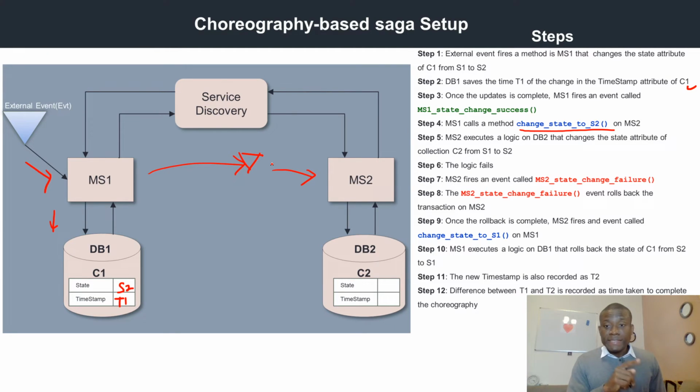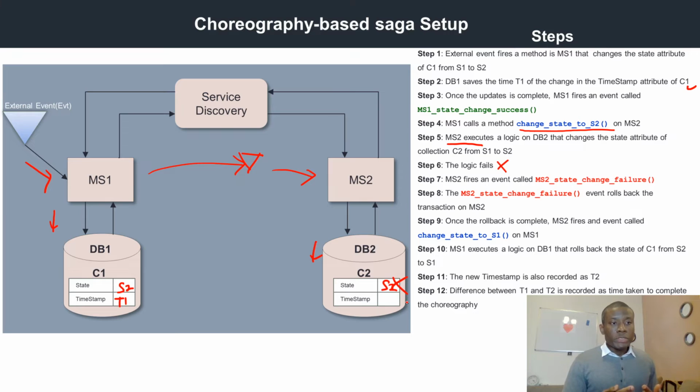So the change state to S2 is an event created by MS1 calling MS2 to change its state, or to do the next step. So what's going to happen is step 5. MS2 executes a logic at this point trying to change the state from S1 to S2. It tries to do this. The logic fails. So at this point, this does not succeed.